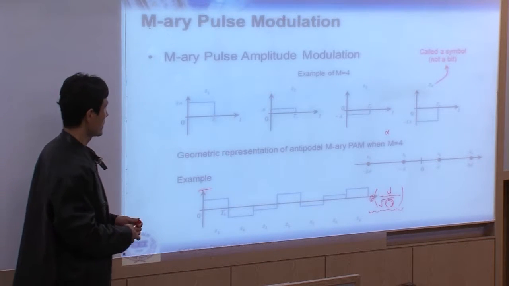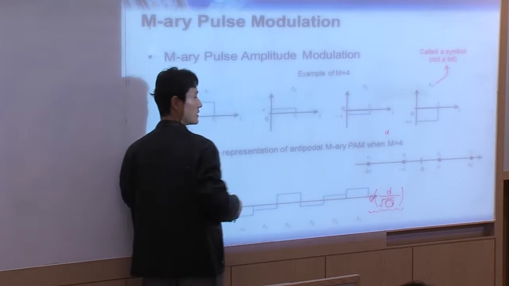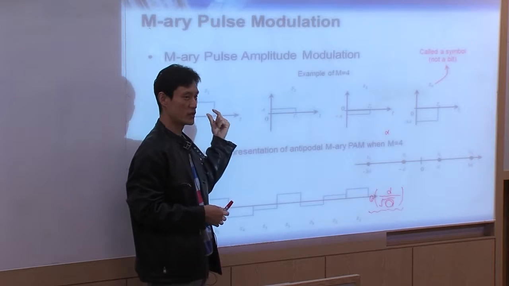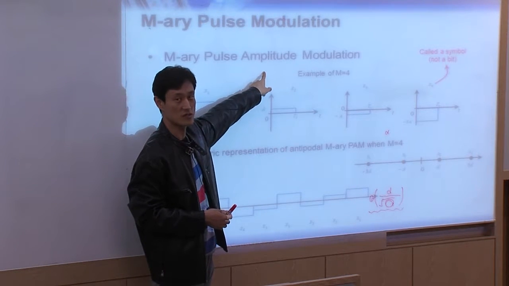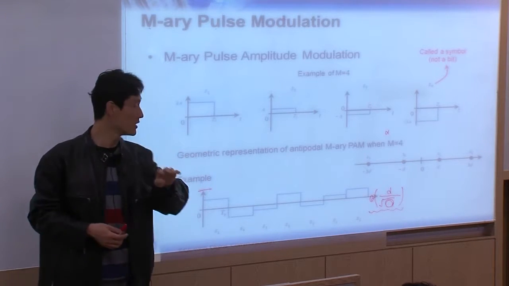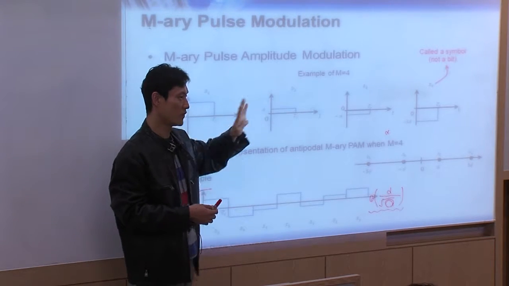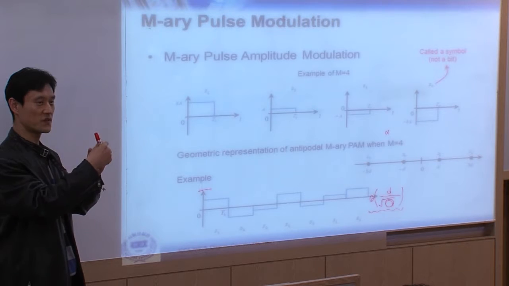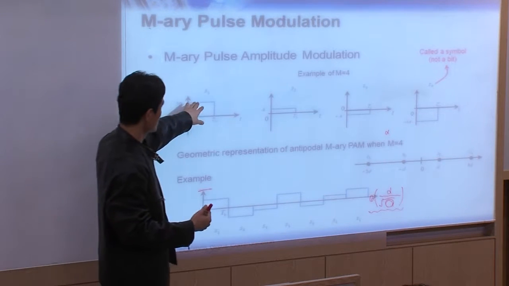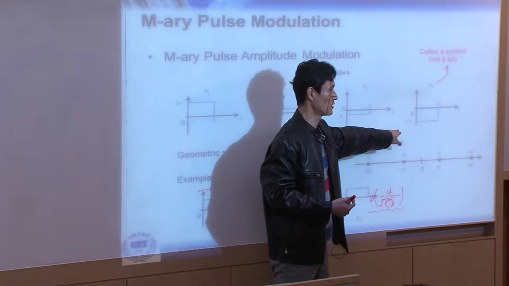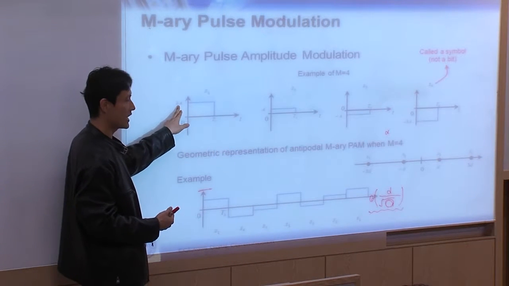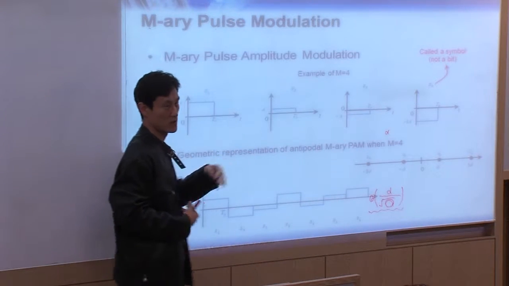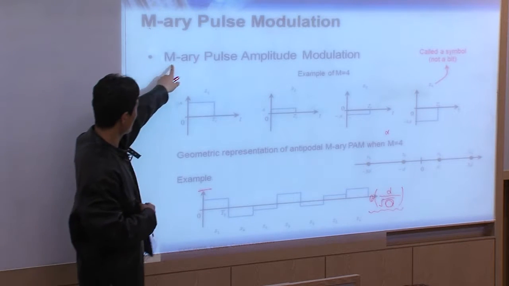And this is also an example of PAM. You know PAM, in PAM, your information is in the amplitude. So if you have 4 symbols, like this one, S1 to S4, your information is in the amplitude, which means you need 4 different amplitudes. Like this, right? You see 4 different amplitudes: 3A, A, minus A, minus 3A. So that's a 4-ary PAM.